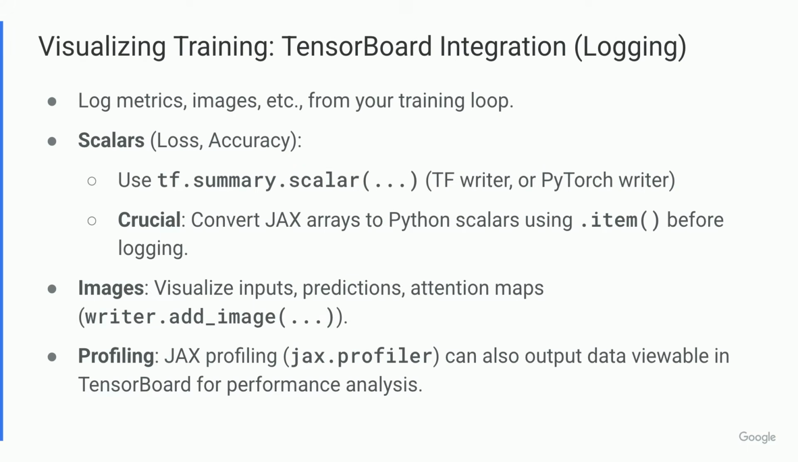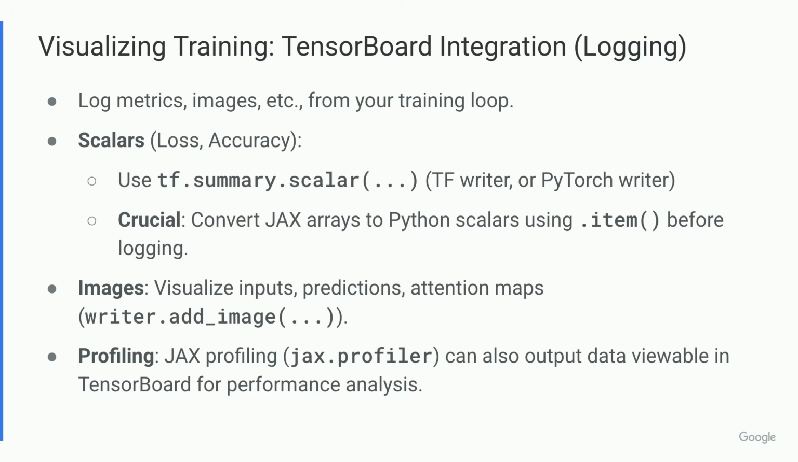Inside your training loop, you use the writer object to log data. For logging metrics like loss or accuracy, use add_scalar. The key thing to remember, coming from PyTorch, is that you need to convert the JAX array, even if it's zero-dimensional, to a standard Python number using .item() before passing it to the writer. You can also log images, text, and histograms. The API is similar to how you'd use it in PyTorch or TensorFlow.